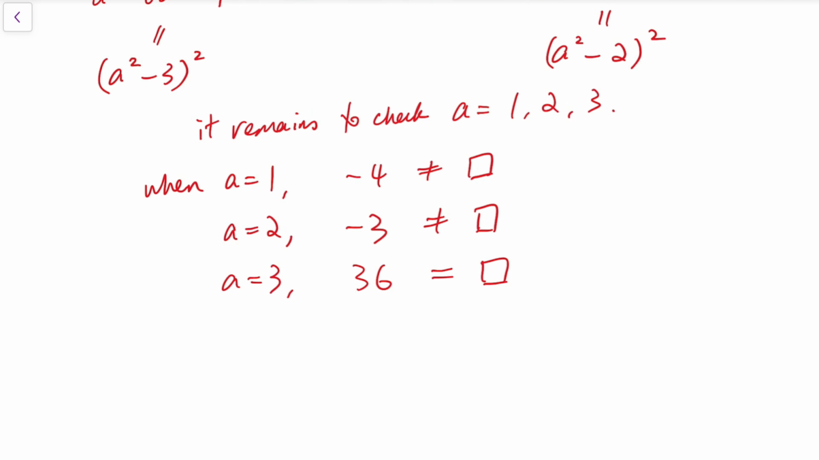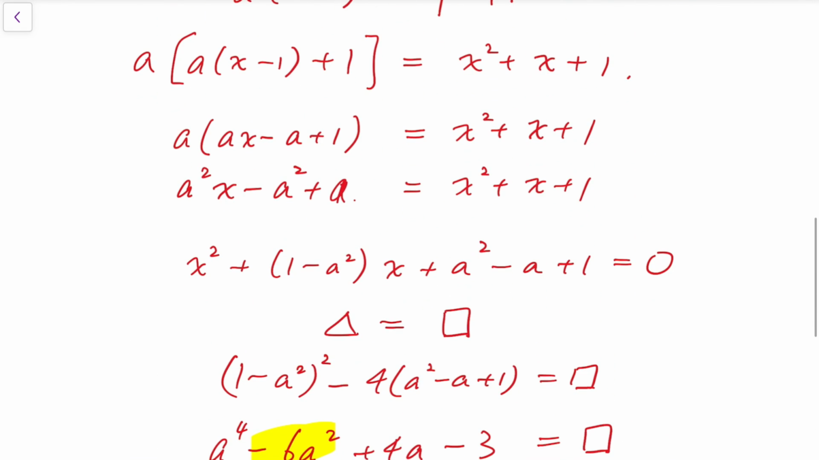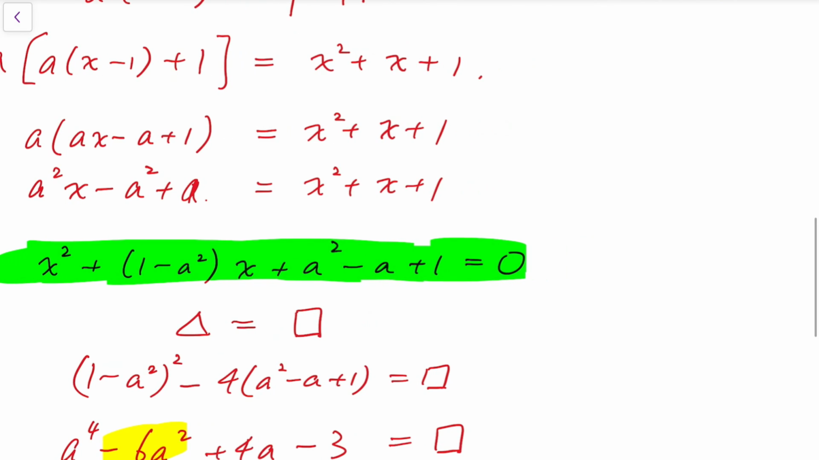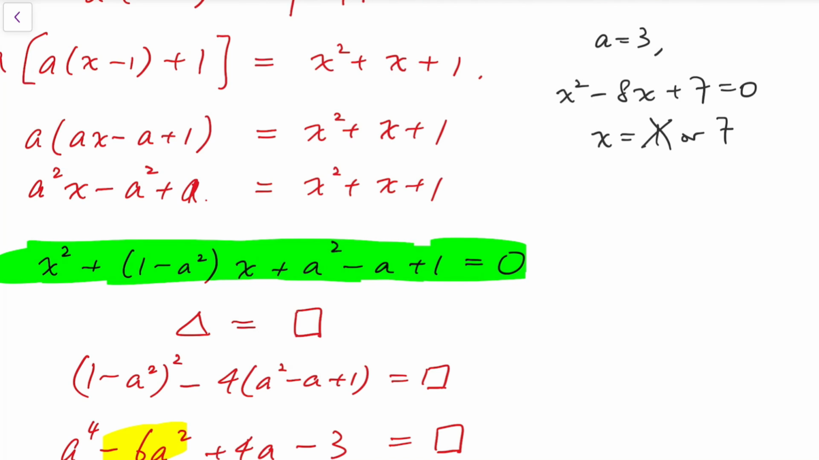So we can use this and go all the way back to this quadratic equation about x. So we can solve for x, given that we know a equals 3. So we have x squared minus 8x plus 7 equals 0. x is either equal to 1 or 7. But clearly we won't have a solution for x equals 1 because p squared minus p plus 1 cannot be equal to 1 since p is at least 2. So we cross that out. What remains would be 7.